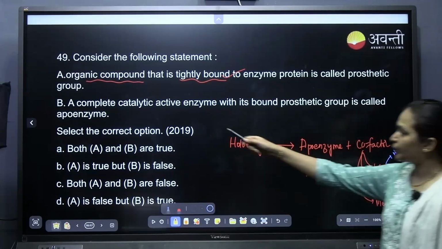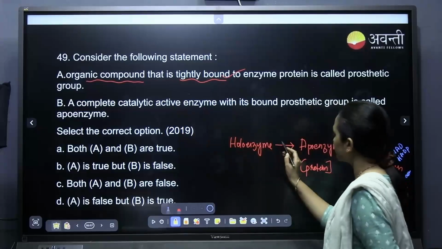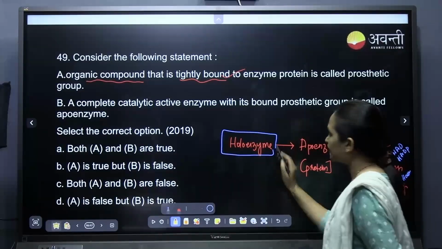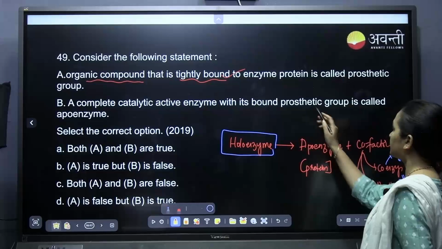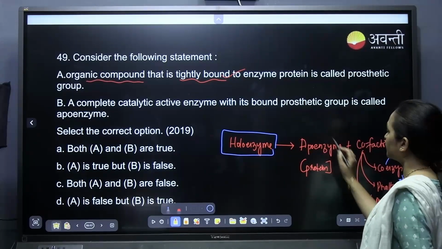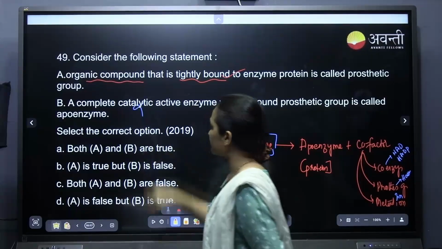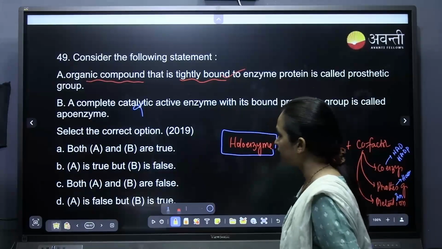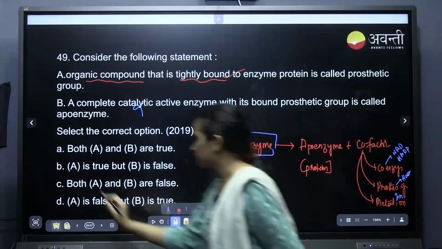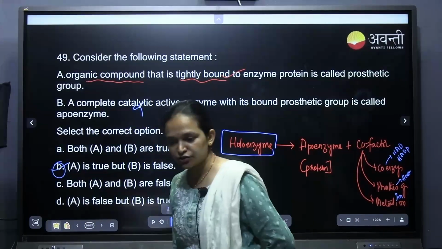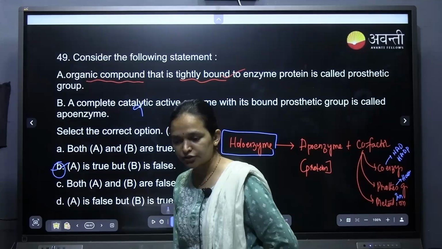Now, is it called apoenzyme? The complete catalytic enzyme, we call it holoenzyme, which is bound with the prosthetic group. Actually, apoenzyme binding with the prosthetic group is called holoenzyme. So this makes this statement wrong. So A is true, B is false. B for Bombay is the correct answer. Understood, students? Understood?